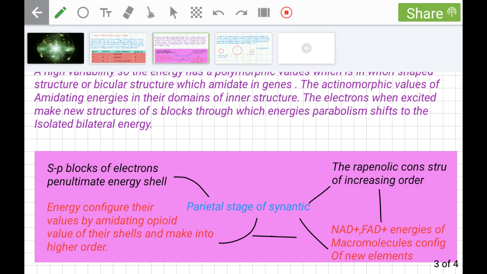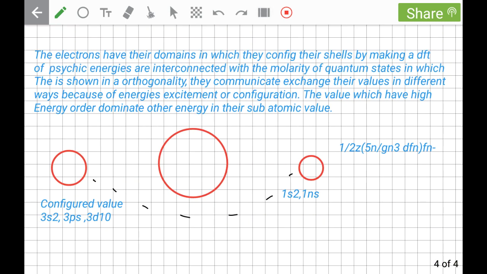So next we will move here the structures, the electrons and their domains. So as I told that the electrons make a DFT molecular configurations in the psychic energies. They make a psychic value which is dominus. They have a stochastic probability of interconnection with the energies which are not present in the reality, but in the imaginary part of configuration it is present.